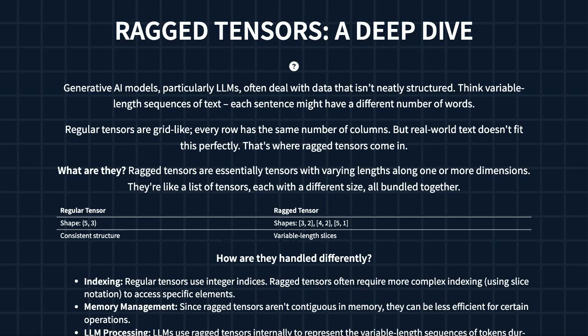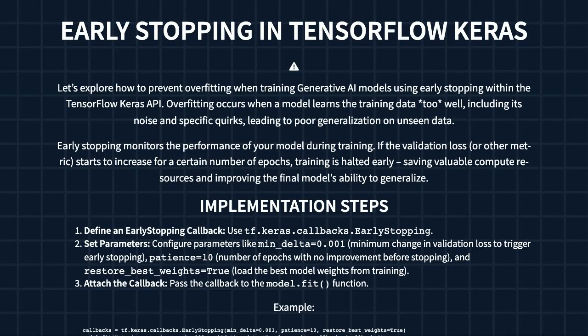Okay, let's talk about avoiding overfitting in our generative AI models. Overfitting happens when your model gets too good at the training data. It starts to memorize the noise and specific details instead of learning general patterns. A great way to combat this is with early stopping. Early stopping is like a smart pause button during training. It monitors how well your model performs on unseen data, specifically the validation set.